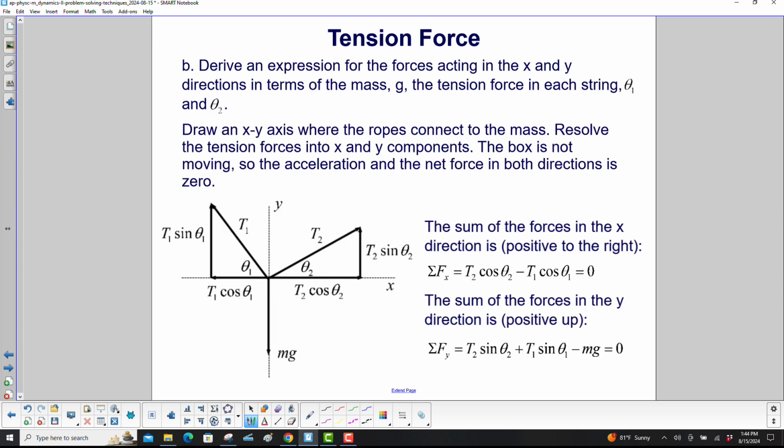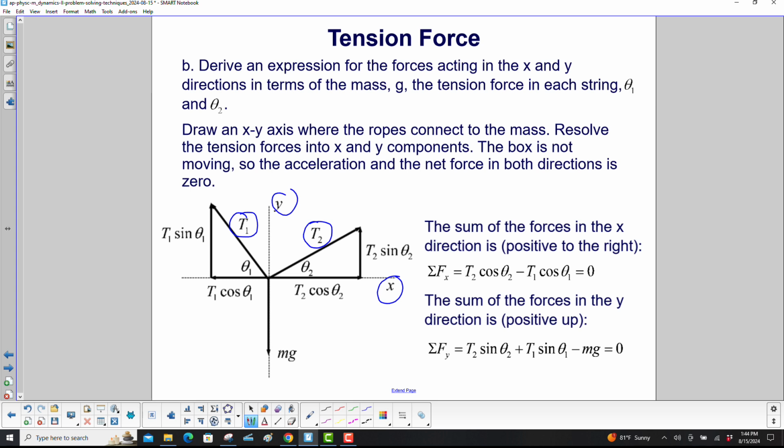Derive an expression for the forces acting in the x and y directions. So here's our T1, here's our T2. We make a right triangle there by drawing an xy axis where the ropes connect to the mass. There's your x, here's your y axis. Resolve the tension forces into x and y components.